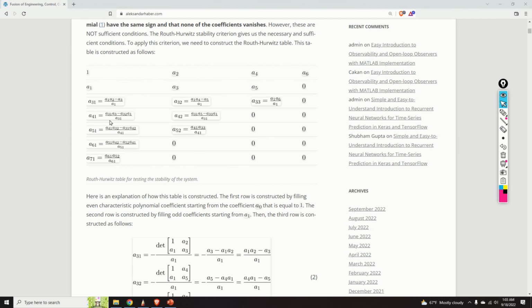Other rows are computed in a similar manner, that is by taking the determinant of appropriate matrices. Just as an illustration, to compute this term over here, we will basically take this matrix, compute its determinant, divide the result by A31 and place a minus sign. And to compute this term over here, we will take these two coefficients and these two coefficients, form a matrix, compute a determinant, place a minus sign, and divide the result by A31.